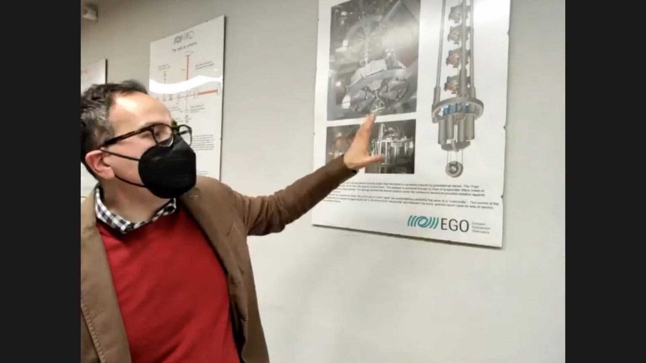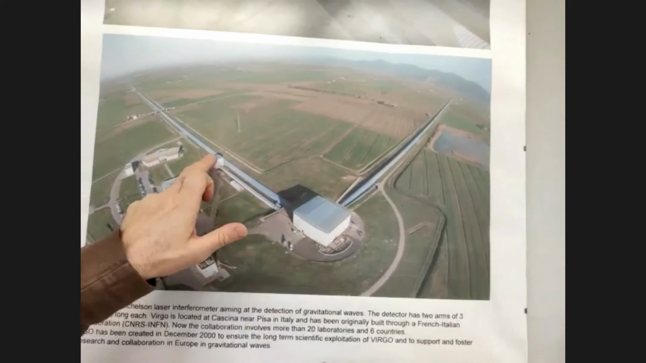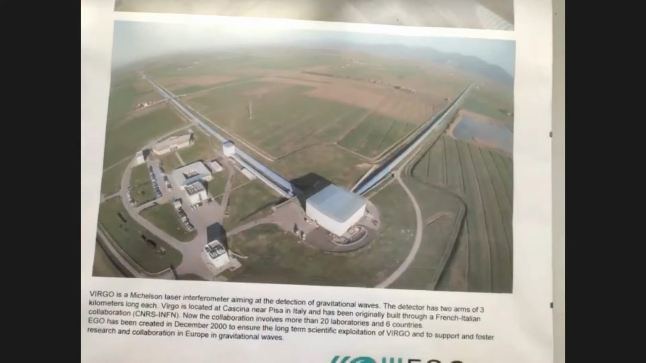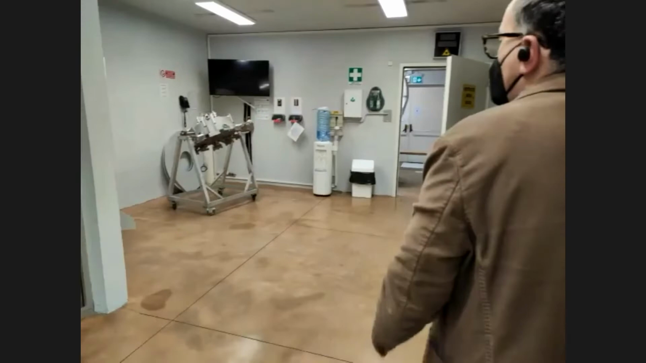And here you see an aerial picture of the interferometer. So we are at the moment in this central building where most of the optics are, except the mode cleaner mirror, and then the two end mirrors at the end of the galleries. All of the other optics that I show you in the scheme are inside this building where we are. So let's go inside on the terrace to show them from above.